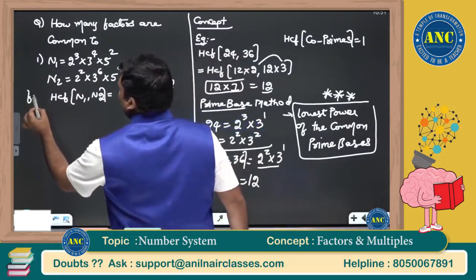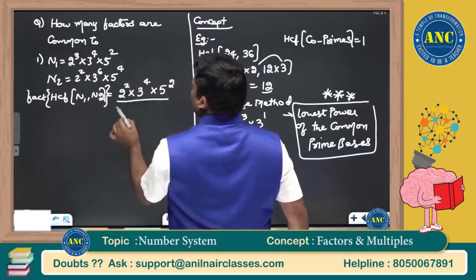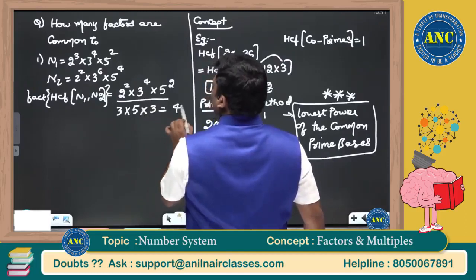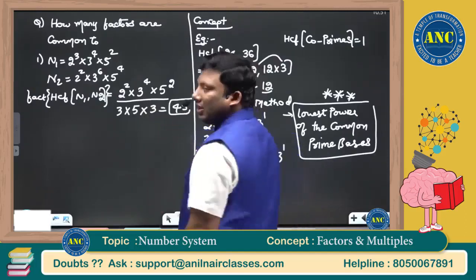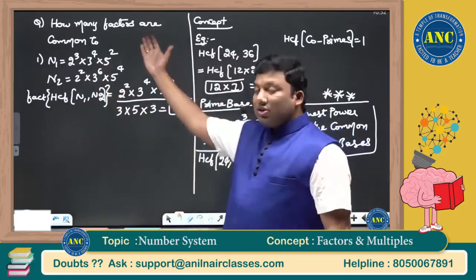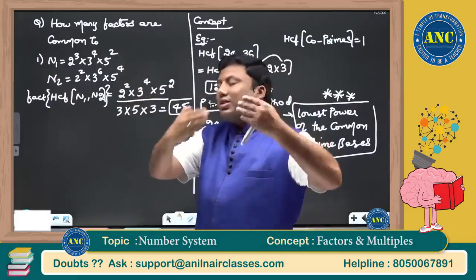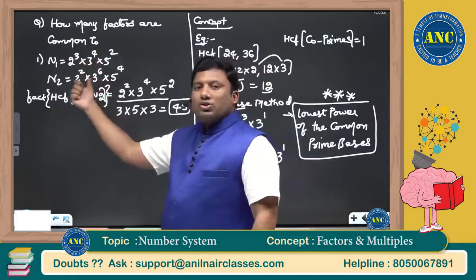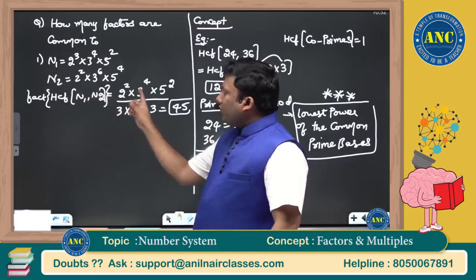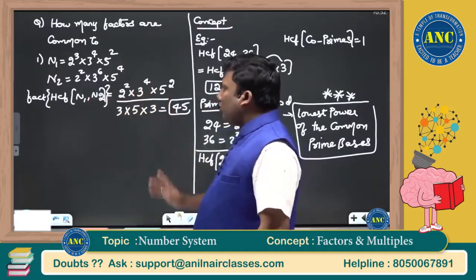For this we have to determine the factors. What will be the answer? 3 into 5 into 3, 5 nines are 45. Take the HCF of two numbers and then apply the factors, because the question is how many factors are common to these two numbers. Factors common to these two numbers will be the factors of the HCF. The exponents are 0 to 2, 0 to 4, 0 to 2.